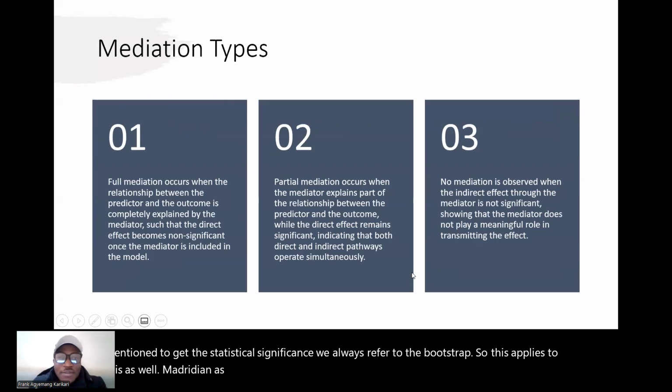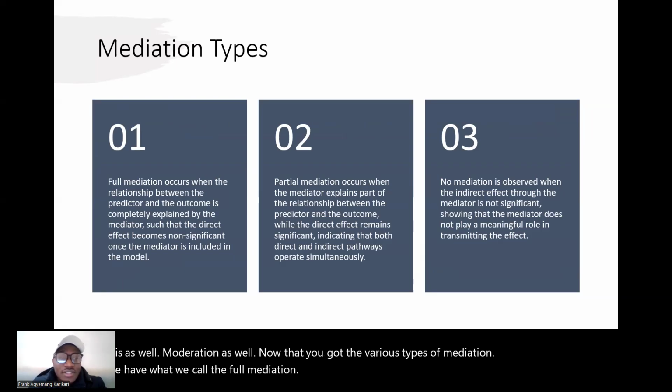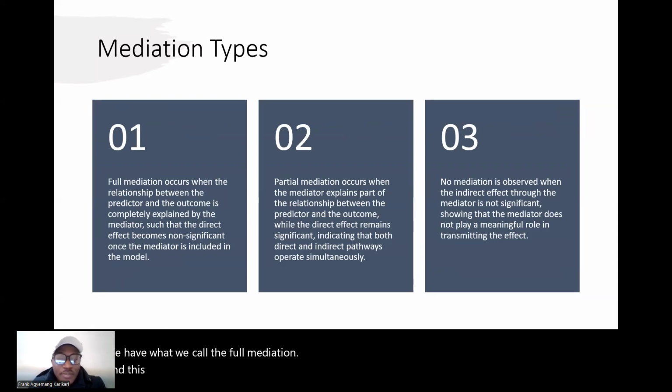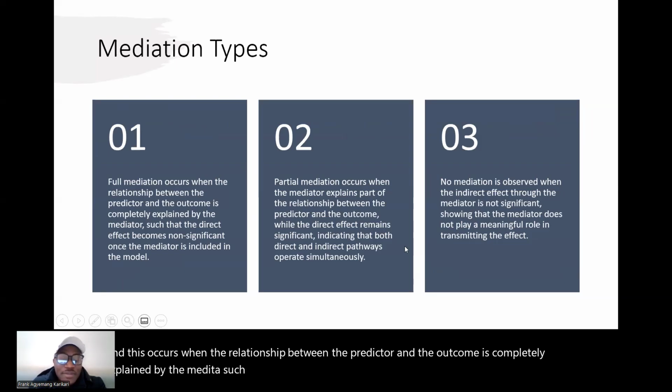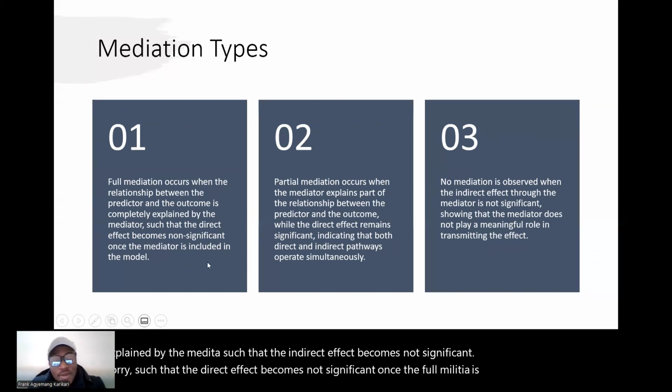Now let's look at the various types of mediation. We have what we call full mediation. And this occurs when the relationship between the predictor and the outcome is completely explained by the mediator, such that the direct effect becomes non-significant once the full mediator is included in the model.